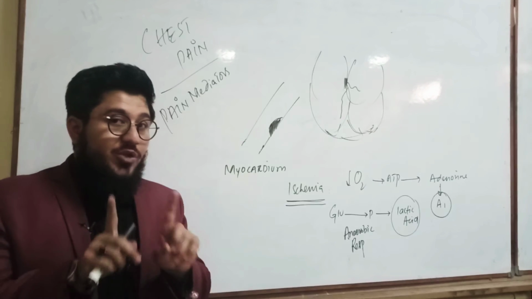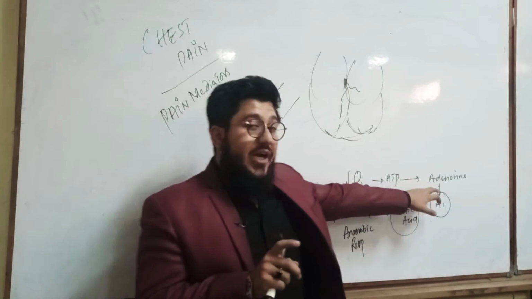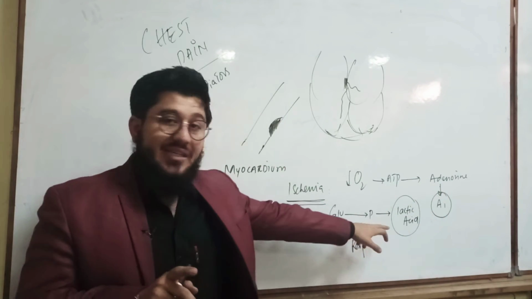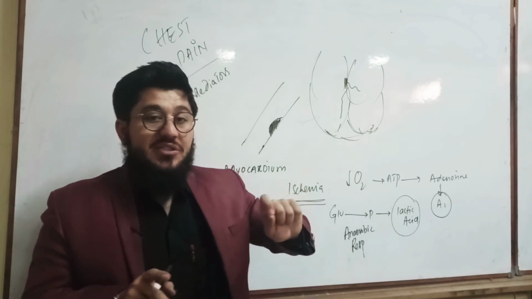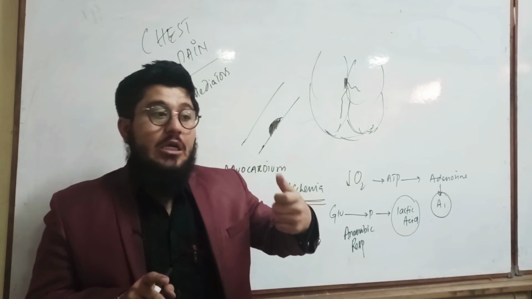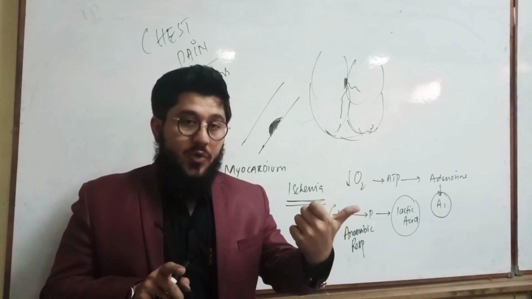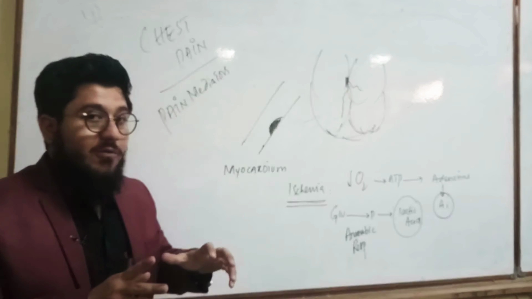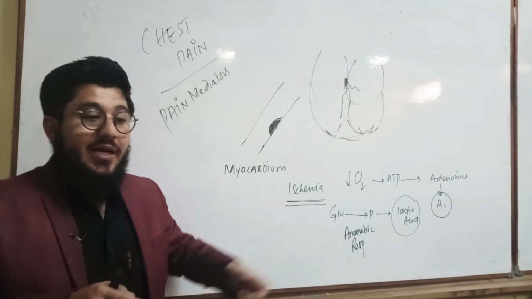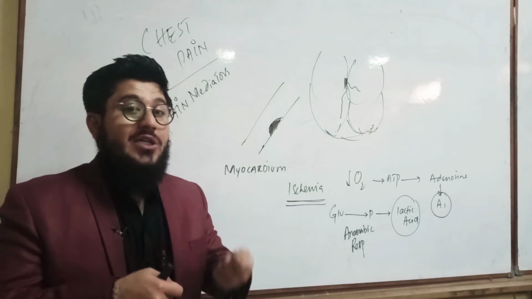Actually, we have two chemical mediators. Number one, that is adenosine. Number two is lactic acid. These two are the mediators that are responsible to cause chest pain. Okay? Now let's know how these chemical mediators are going to cause chest pain.